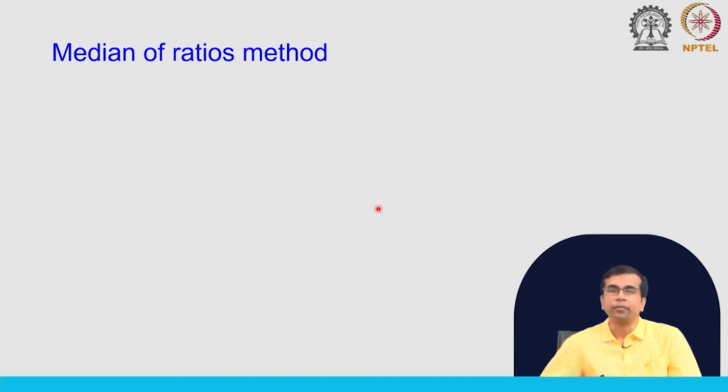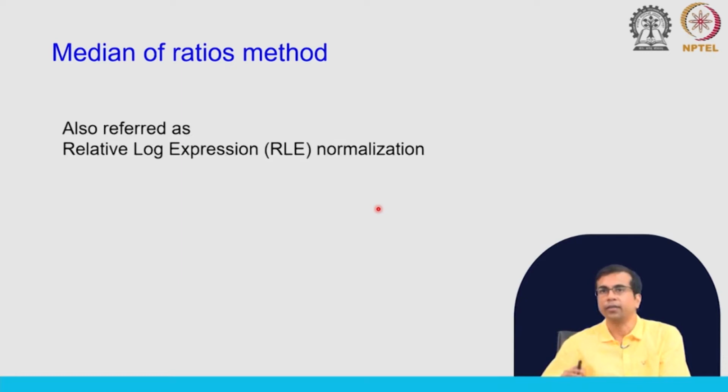So, we come to the next method, which is the median of ratios method. This is a method that does not assume anything. What it does is a series of steps to actually address this RNA composition bias issue, along with other biases that are present in the data. Sometimes it is also referred to as relative log expression normalization, although this was not introduced by the original authors. But if you see this term RLE normalization, you can fall back on this: it is the same method as the median of ratios method.